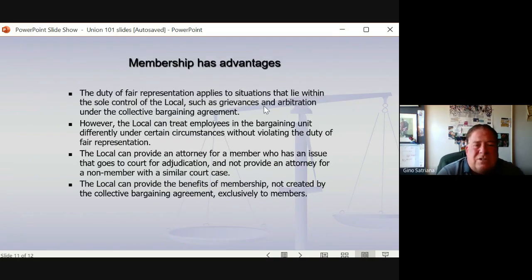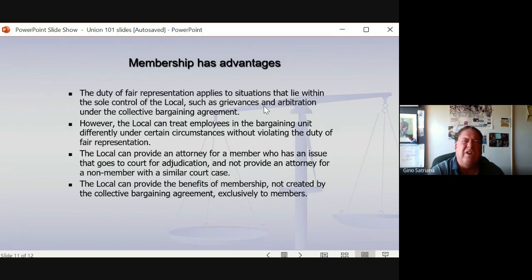Membership has its advantages. The duty of fair representation applies in situations that lie within the sole control of the locals, such as grievances and arbitrations under the collective bargaining agreement. That's what we just talked about, and again, I'll talk about it in the training video. However, the local can treat employees in the bargaining unit differently under certain circumstances without violating the duty of fair representation. So again, this is just the rights of the union contract.